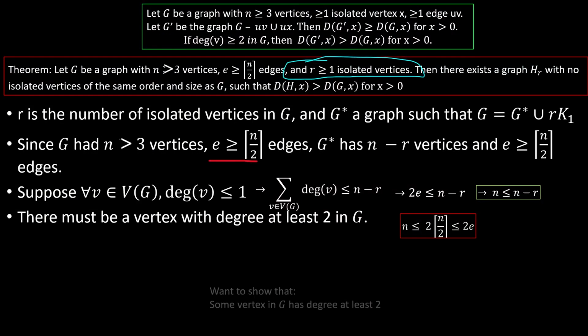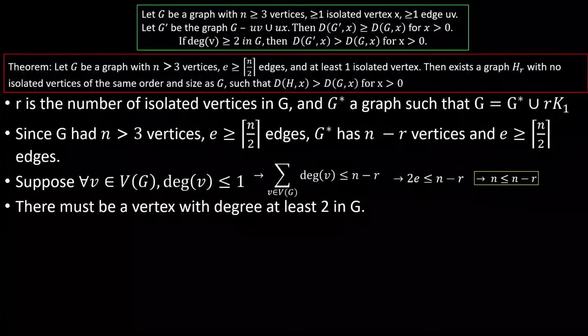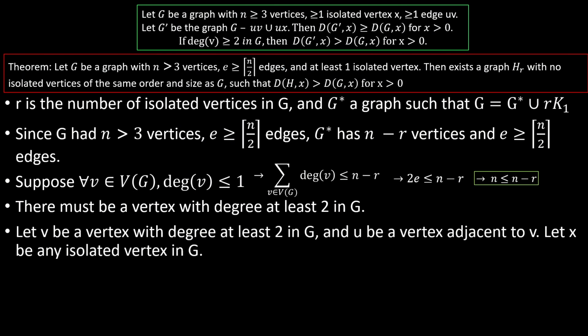Now, recall the part of our previous result that also mentions a vertex of degree at least 2. We can apply this part of our previous result to obtain the current theorem we're trying to prove in the red box. Let's assign the name V to a vertex with degree 2 or greater that we prove to exist in G. Then let's pick some vertex U that's adjacent to vertex V.